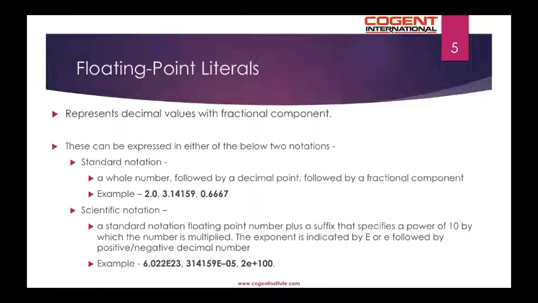0.6667. Scientific notation. It's a standard notation floating point number plus a suffix that specifies a power of 10 by which the number is multiplied. The exponent is indicated by e or small e followed by a positive or negative decimal number. Example: 6.022E23, 314159e-05, 2e+100.